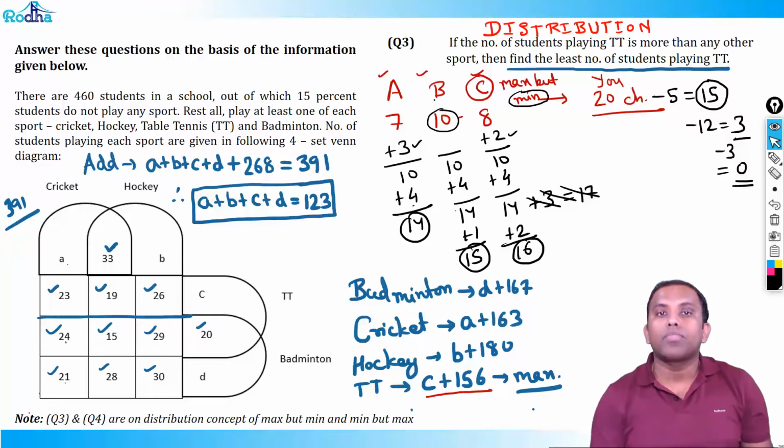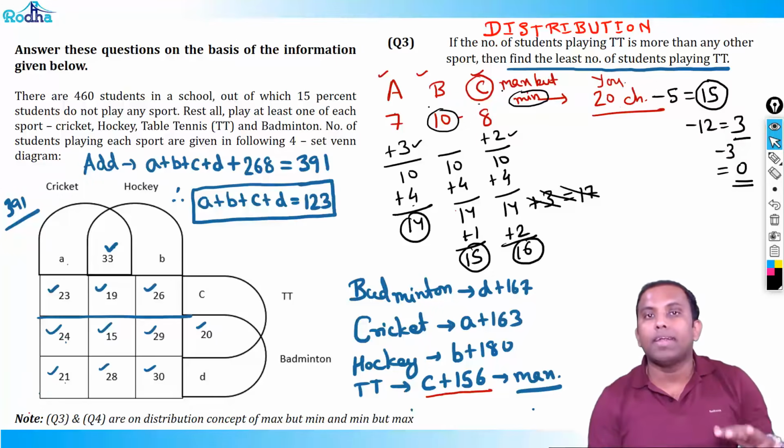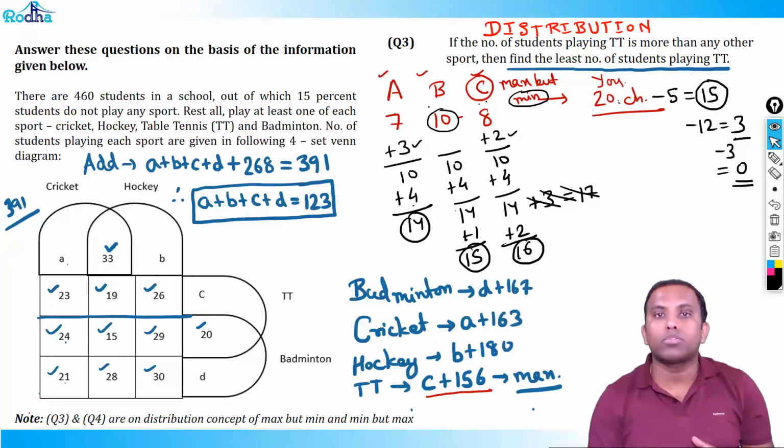From when we started, A had 7, B had 10, C had 8, and I had 20 chocolates, to distribute to them such that C has the maximum number among all three, but that number is as least as possible. So I could have given all the 20 chocolates to C, right? Then C would have become 8 plus 20, 28. Then C is the maximum of all these three already, but that number is not minimum, right? There is a further minimum number possible, which is that number 16.